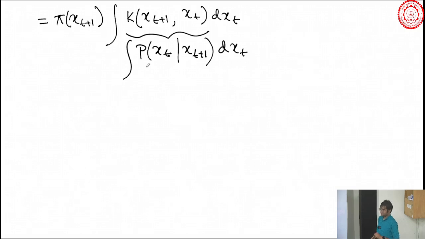You define it. Why not? Simple. You have p of xt given xt plus 1, right? You know that. You can draw a sample from that. Condition on that sample. Now find out p of xt. Condition is always on a sample, right? You can always define that.